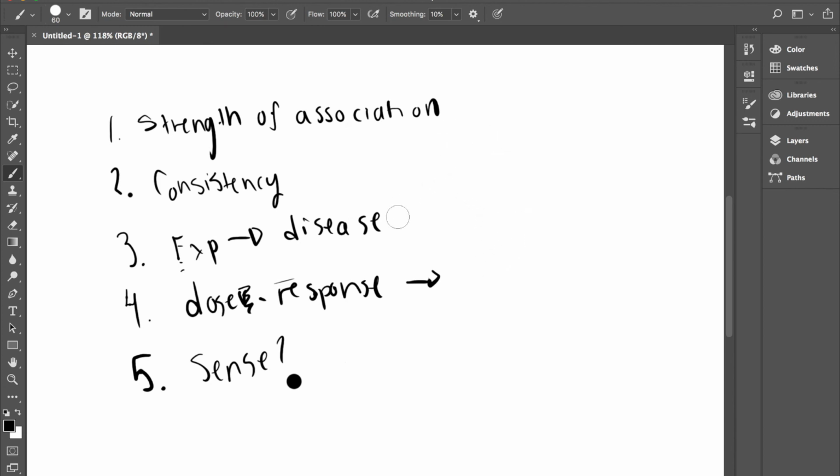And that's essentially it for observational designs. The next study design that we're going to take a look at are prognostic study designs.